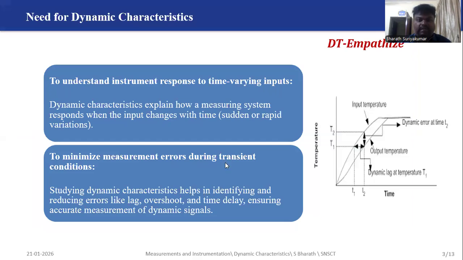What are the dynamic characteristics? Why do we need them? Dynamic characteristics are required to understand the instrument response to time-varying inputs. They are also used to minimize measurement errors during transient conditions. The dynamic characteristics explain how a measuring system responds when the input changes with respect to time. Whenever there is a change in the input over time, there is a change in the output. To minimize measurement errors, studying the dynamic characteristics helps in identifying and reducing errors like lag, overshoot, and time delay, ensuring accurate measurement of dynamic signals.